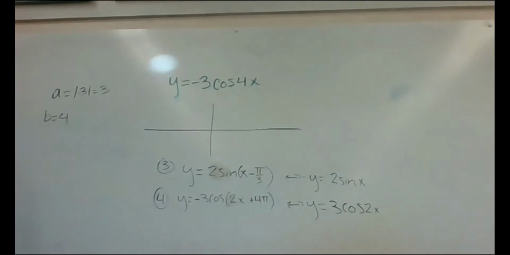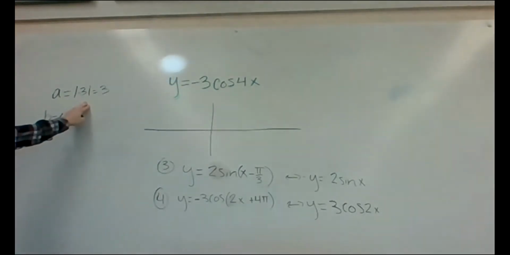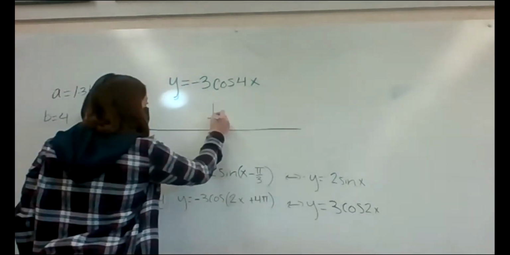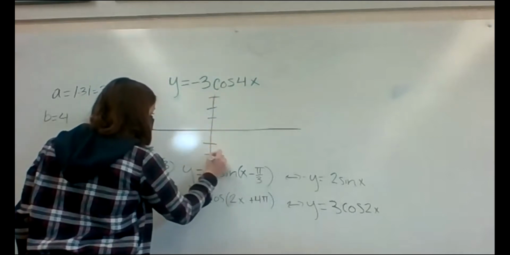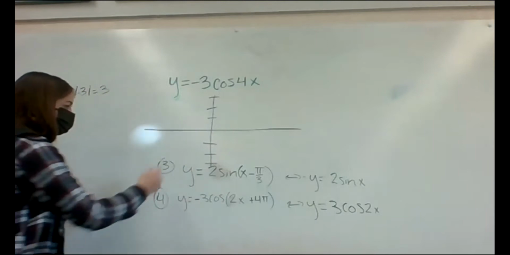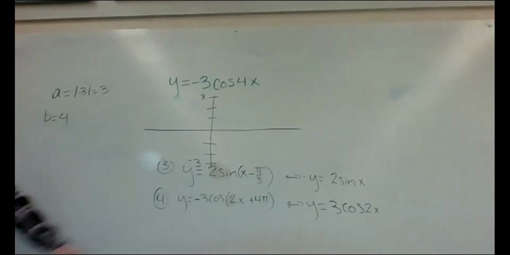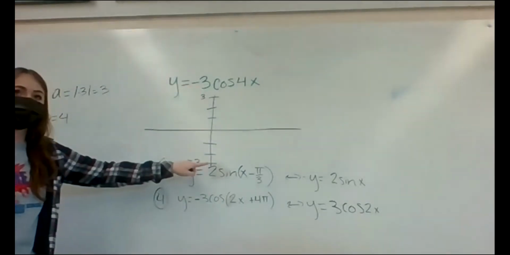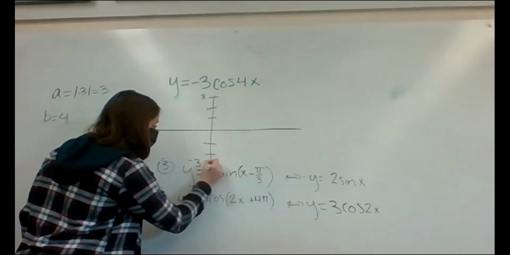So there's a couple of things I like to do right away so that I don't start this off wrong. Because once I start getting into my B value, I start losing track of where I'm at. The first thing I like to do is say, what's my starting point and what's my A value? This A value means that I go up to +3 and down to -3. Since it's a negative cosine, do I start up or do I start way down? Way down, right? This is my starting point.